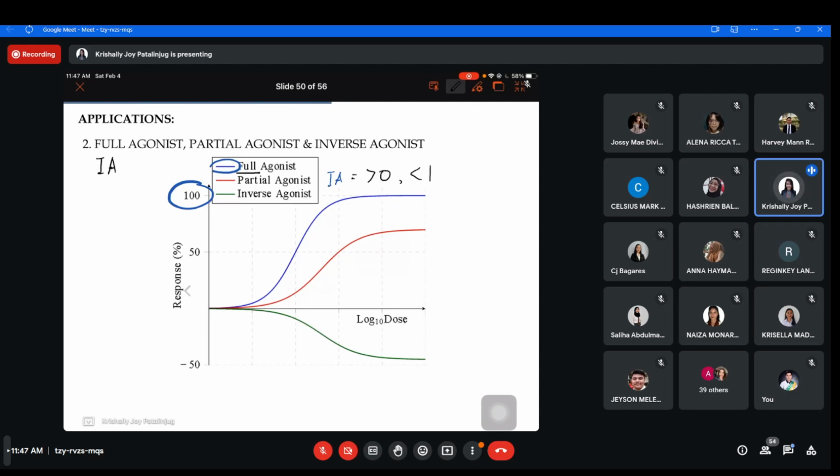Kaya, kung titingnan mo sa graph, yung kulay pula, let me label na lang. This is full agonist. This is the partial agonist. It's in between 100 and above 0. That's partial. Okay? So it's above 0 but less than the maximal effect. That's partial agonist. Then the inverse agonist, itong kulay green.